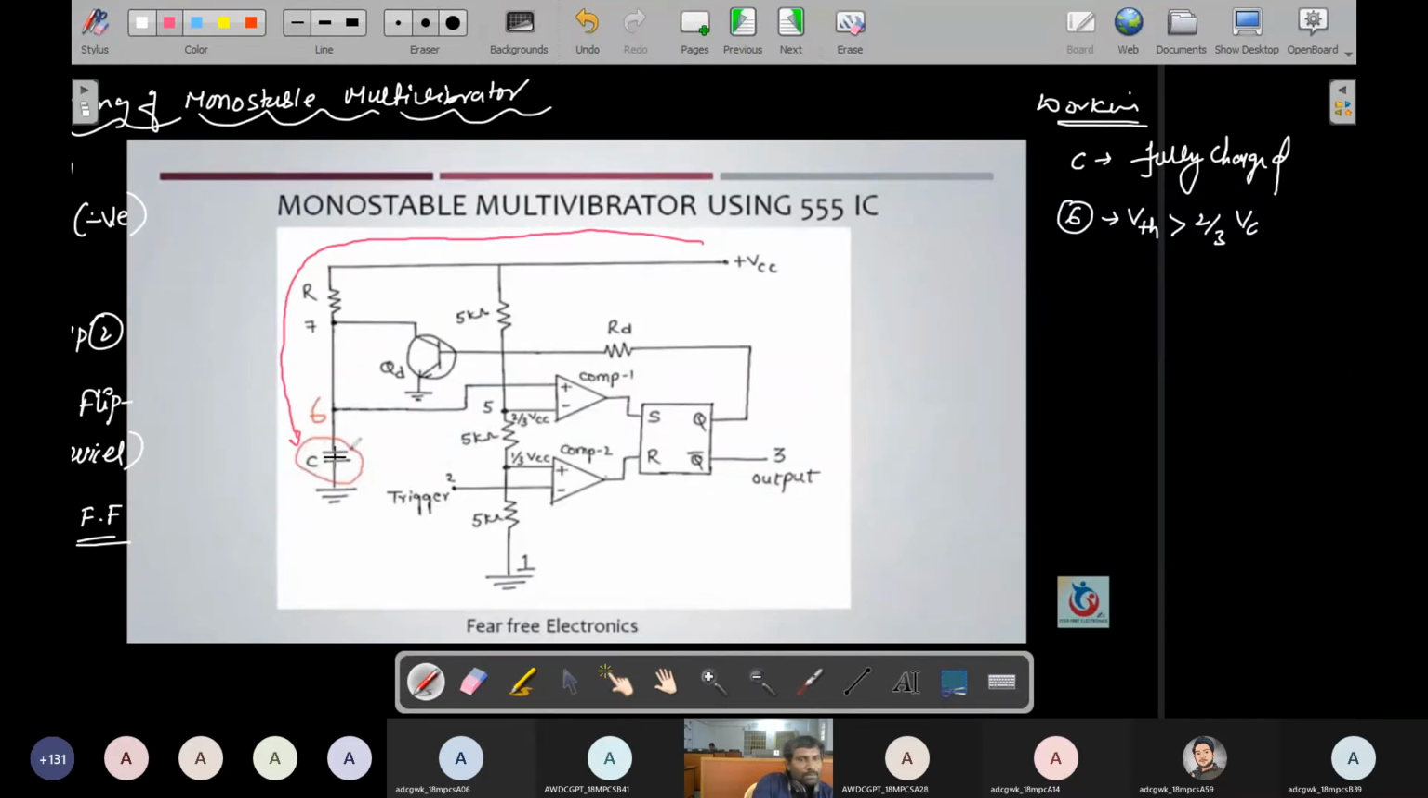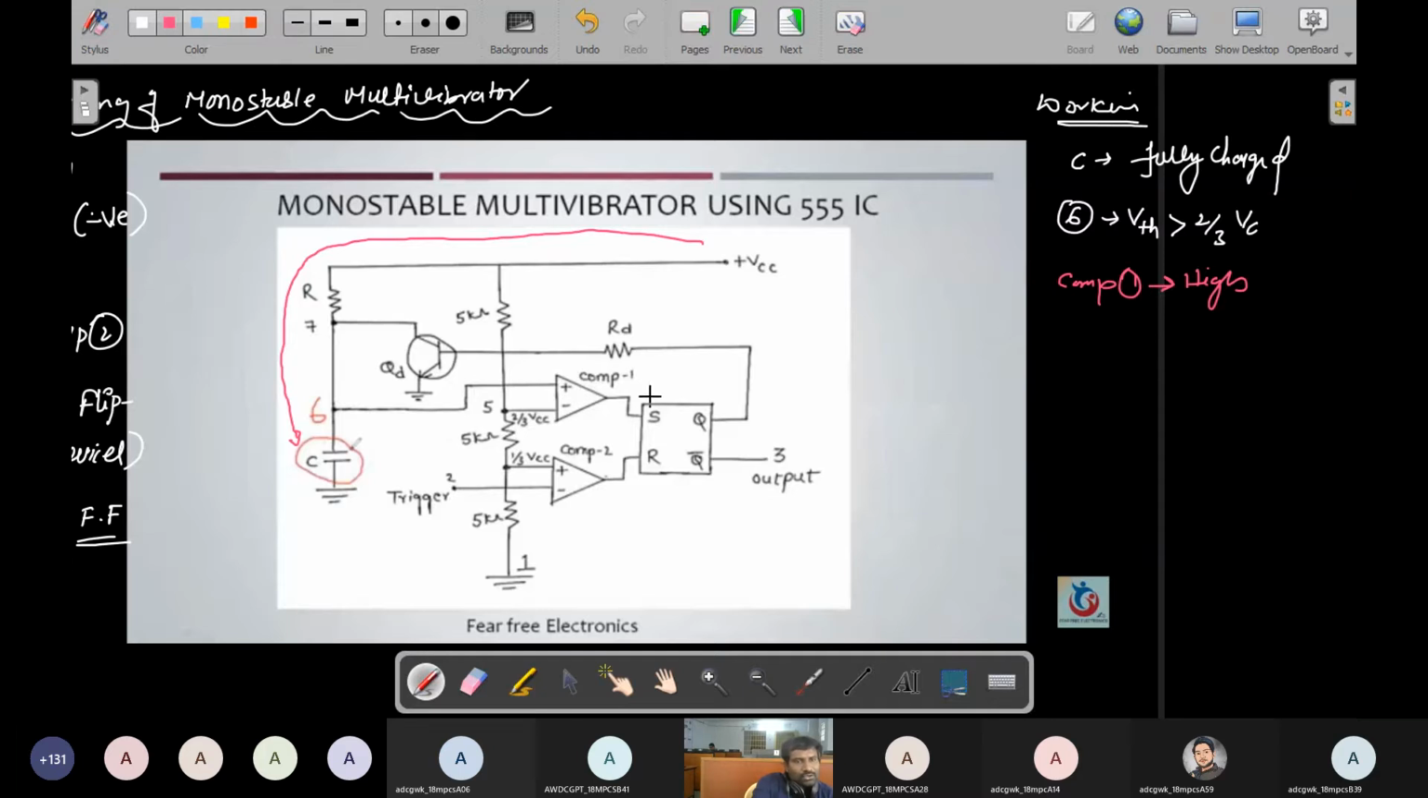Therefore the capacitor terminal is connected to potential VTH, which is called the threshold voltage. Now the threshold voltage is greater than 2/3 VCC. In this condition, comparator 1 selects the high value. Because VTH is greater than 2/3 VCC, comparator 1 always selects only the positive value, because positive values are heavy compared to negative values.